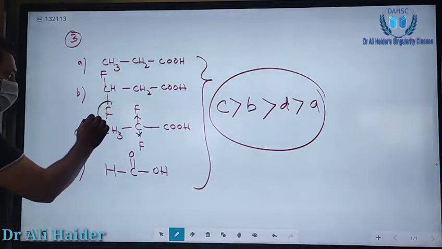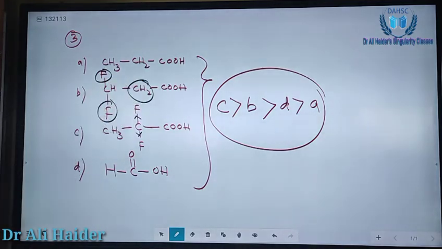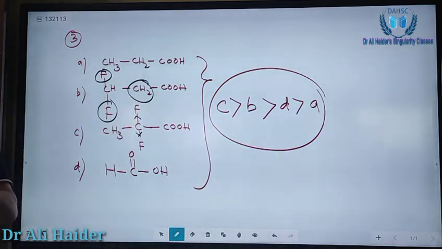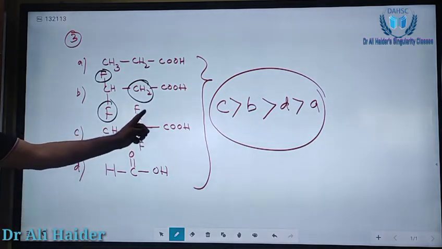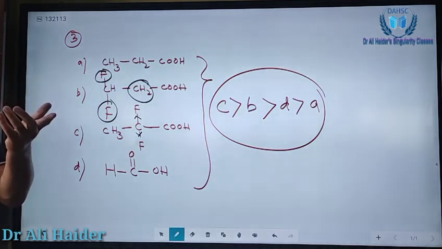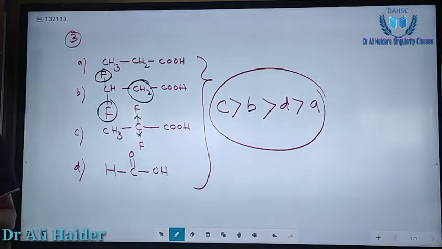But in molecule B, there is one intervening carbon. It is not directly attached to this carbon. It's a distance effect, because it's also distance dependent. I mean to say, how far is the electron withdrawing or electron donating group from the COOH group? I told you that these effects are distance dependent. In the inductive effect, generally, we have the minus inductive effect and the plus inductive effect.